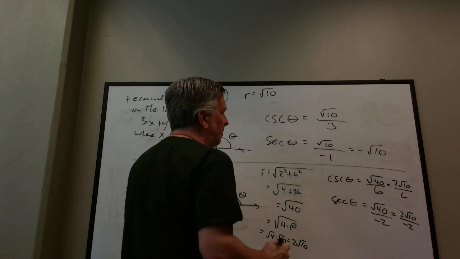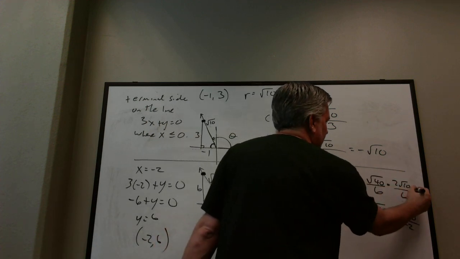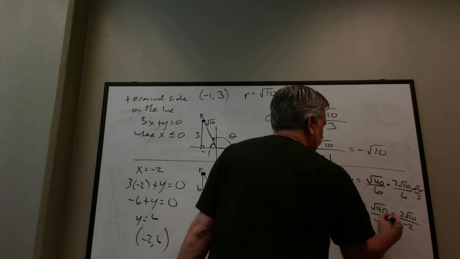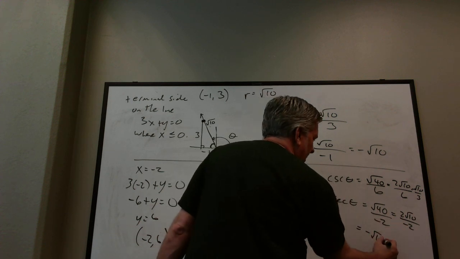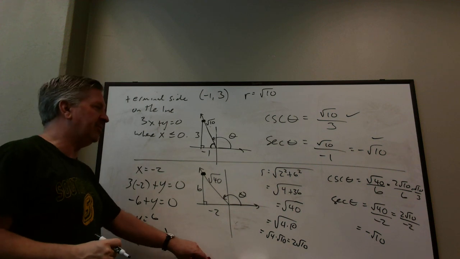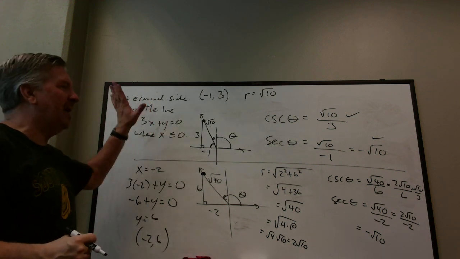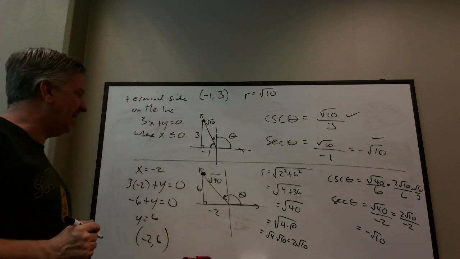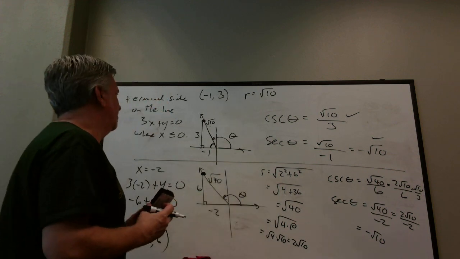And notice you can simplify, a 2 cancels with the 6. You get square root of 10 over 3. And here the 2's cancel, you get minus root 10. And notice we do get the same answer. So that was the point of these two problems, to show you it doesn't matter what points you choose on the terminal side, you're going to get the same trig function values.